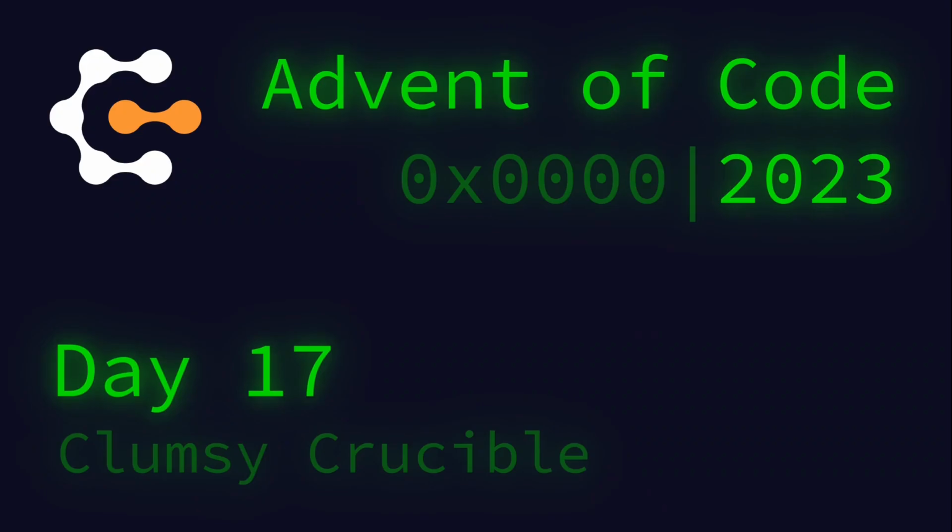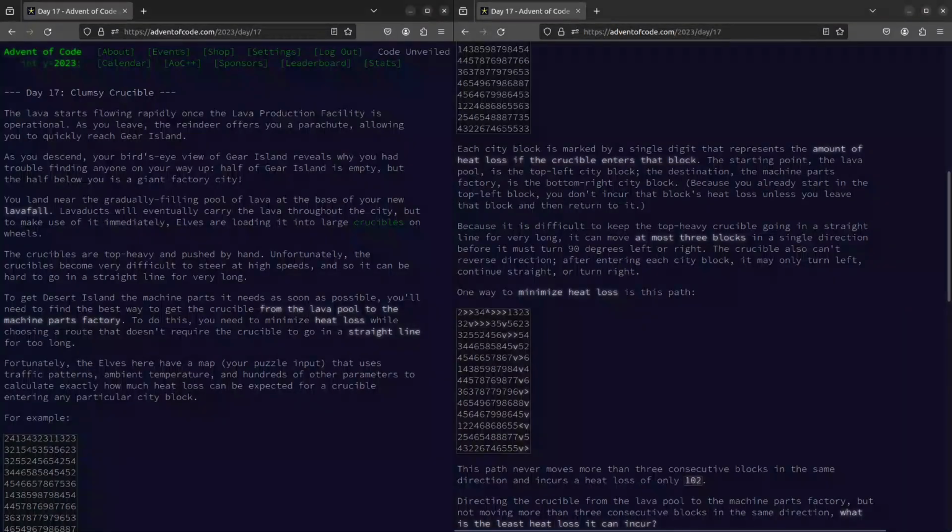I'm going to show you 50 lines of Python code which solve it in 3 seconds using Dijkstra's algorithm. Let's dive in. We need to find the best way to get the crucible from the lava pool to the machine parts factory in a way that minimizes heat loss while choosing a route that doesn't require the crucible to go in a straight line for too long.